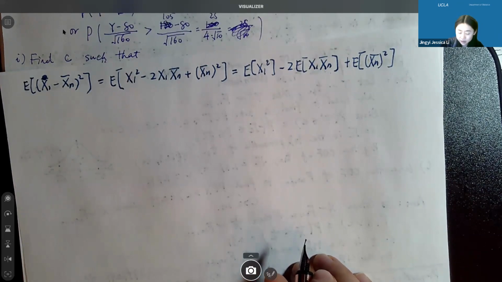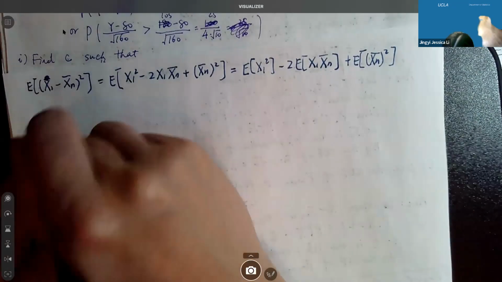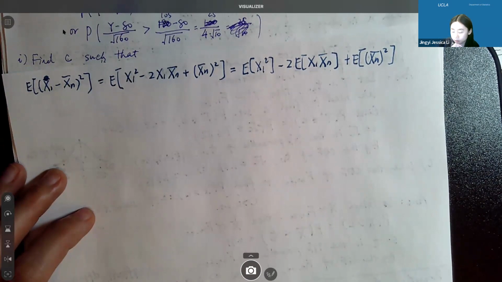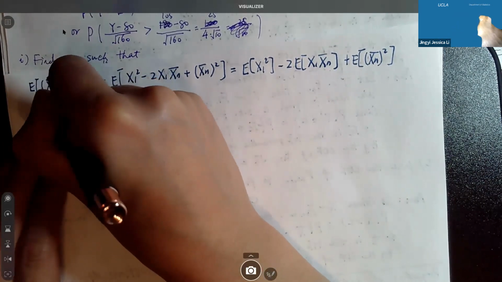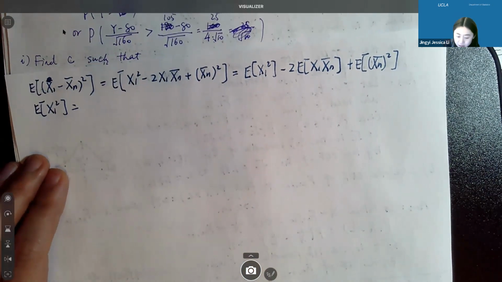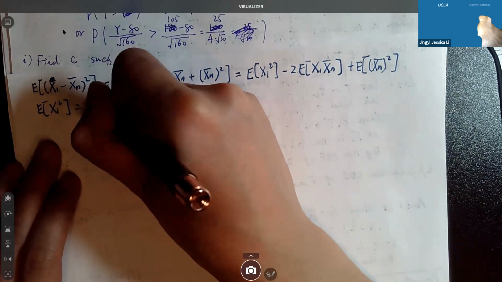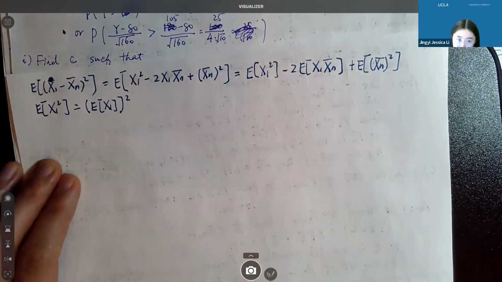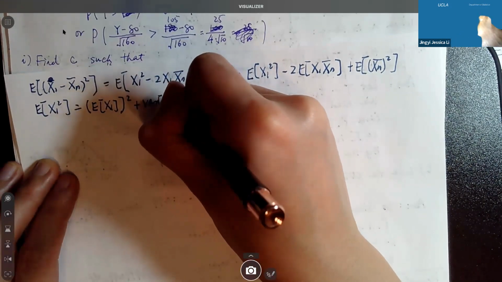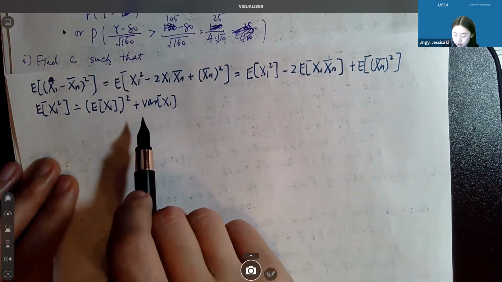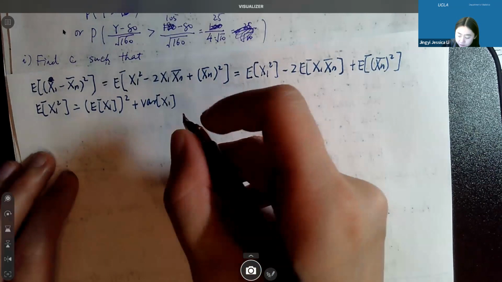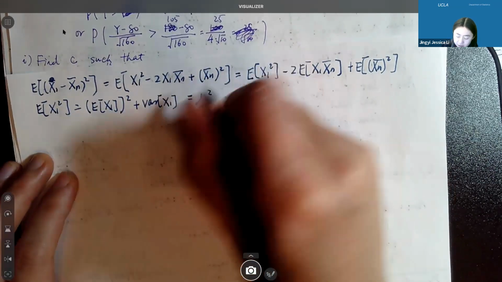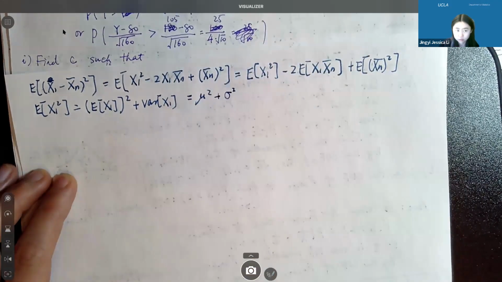So how do I simplify the terms? For the first term, what I can do is pretty obvious, right? I'm going to use the mean and the variance of X1. The expectation of X1 squared, this is a formula we mentioned again and again, is equal to the square of the expectation of X1 plus the variance of X1. We told you before that the variance is equal to the expectation of the square minus the square of the expectation, so now we're using this in reverse. The expectation of X1 is mu and the variance is sigma squared, so the first term is mu squared plus sigma squared.